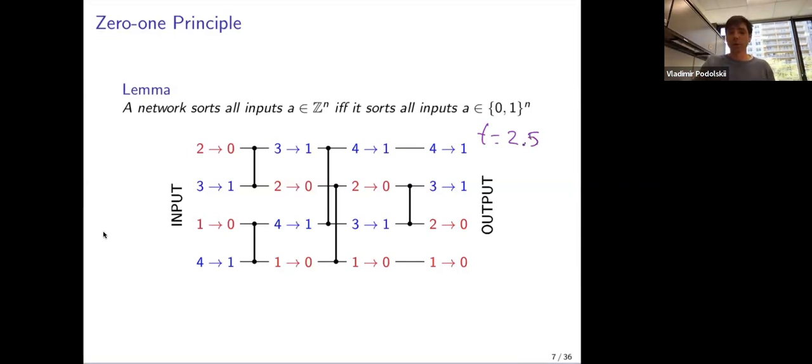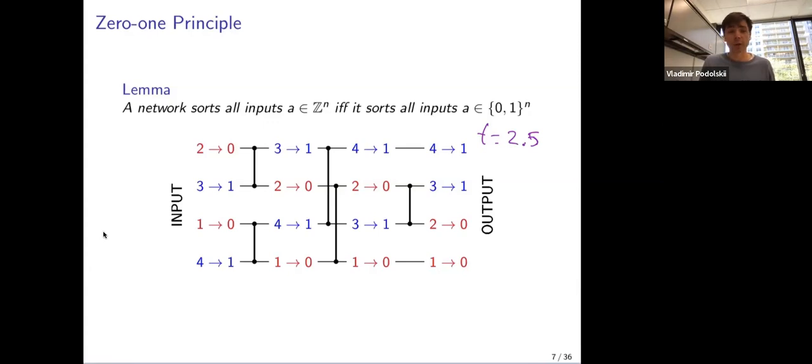Let's substitute. Suppose we know that we sort integers, and we want to prove it. We sort integers from 1 to 4. Let's substitute each integer that is above the threshold by 1 and each integer that is below the threshold by 0. And then we can observe that this is a monotone operation, so we will apply minimums and maximums, but the outcomes are still the same.